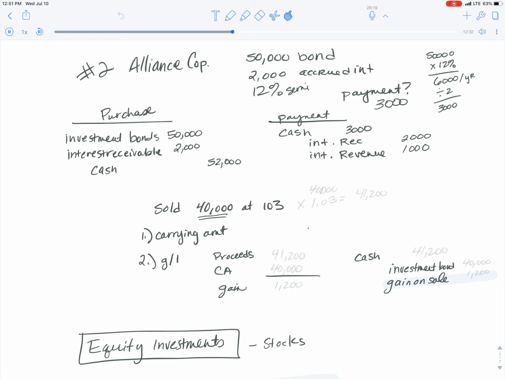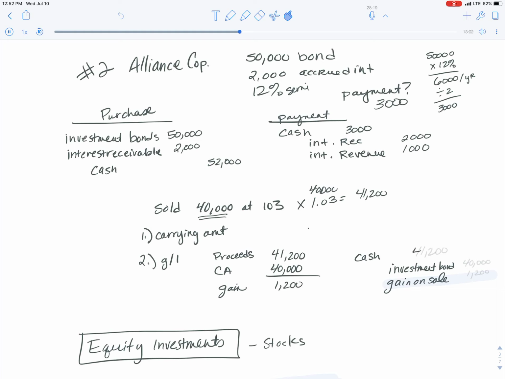Well, we didn't sell all $50,000. We only sold $40,000 of it. So $40,000 is our carrying amount. And 40,000 times 1.03 equals 41,200 of proceeds. So we received cash of 41,200. We only paid 40,000 for it. That's going to be a gain of 1,200.